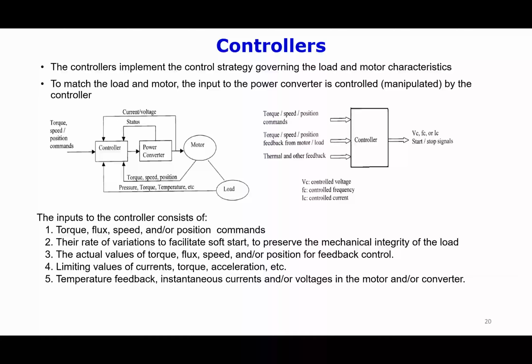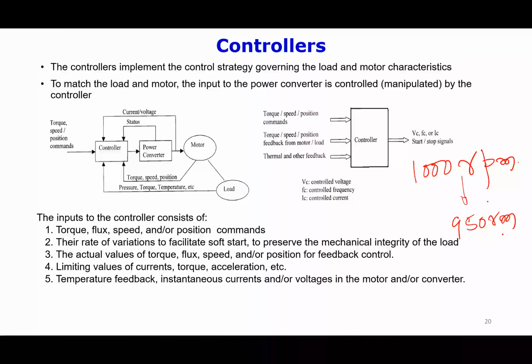Controller is required to make sure that the actual value corresponds to the reference value. For example, if we want the motor to run at 1000 RPM, when there is a change in the load, for example, load is increased, then the motor speed might go down to 950 RPM. But we want the actual speed to be 1000 RPM.